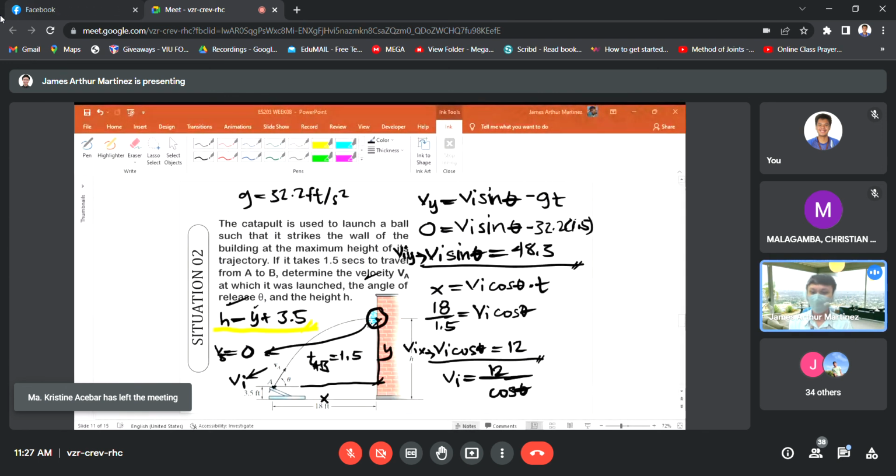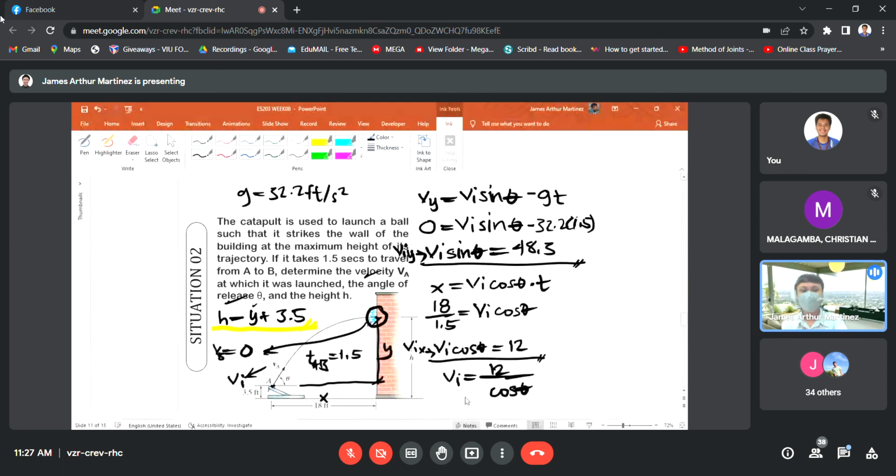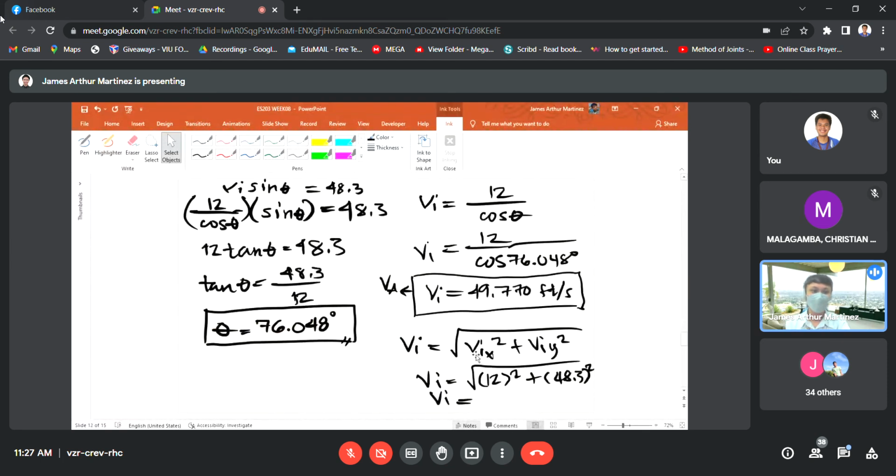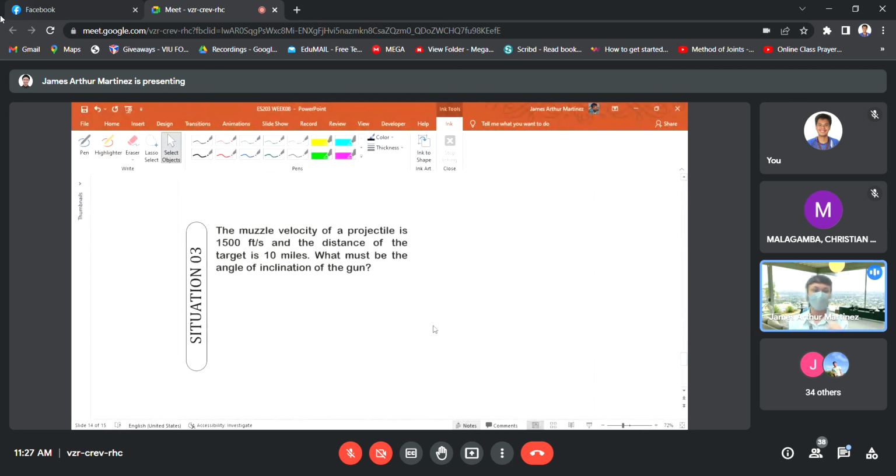Okay, so let's continue. Let's have our last sample problem for this session. We have here the muzzle velocity of a projectile is 1,500 feet per second and the distance of the target is 10 miles. So what must be the angle of inclination of the gun?